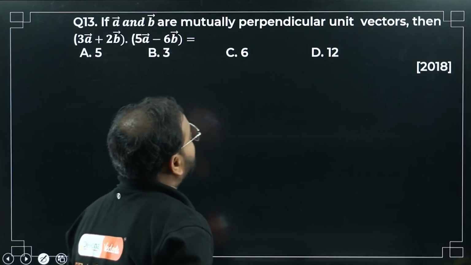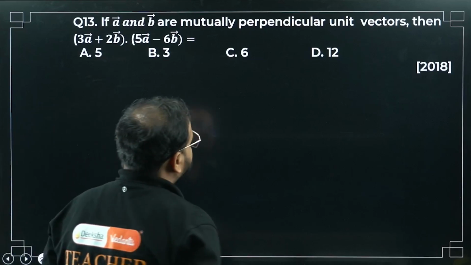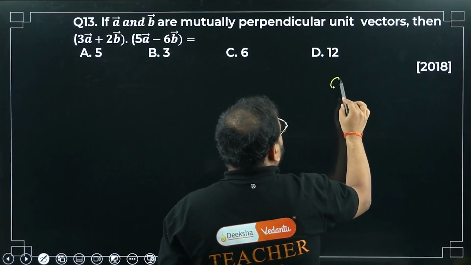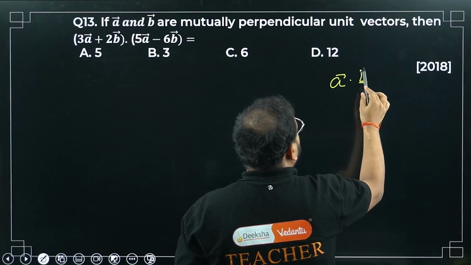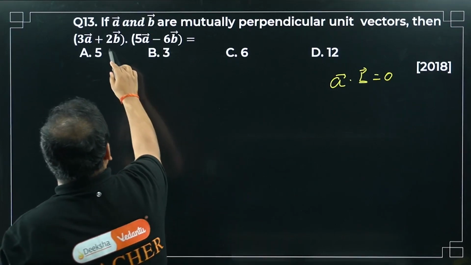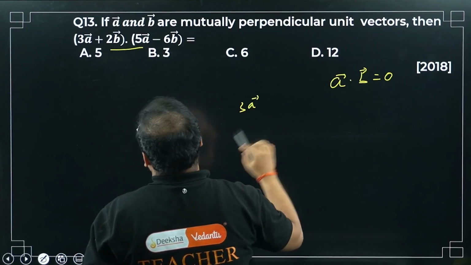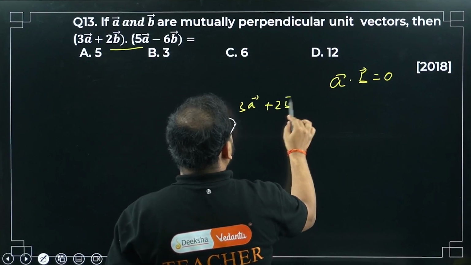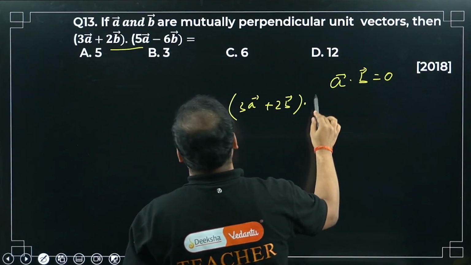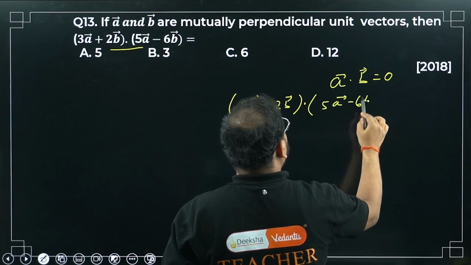A and b are mutually perpendicular unit vectors. Great. Okay, means what? Means, sir, a dot b is 0. Simple. Find this value. Let's find it. 3 vector a plus 2 vector b dot product with what, बच्चा? 5 vector a minus 6 vector b. We know this very well.